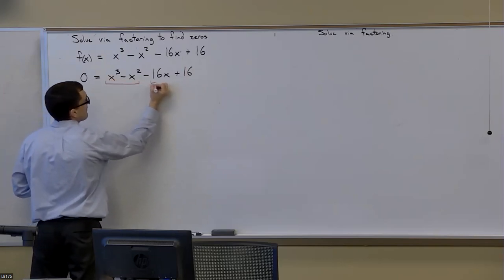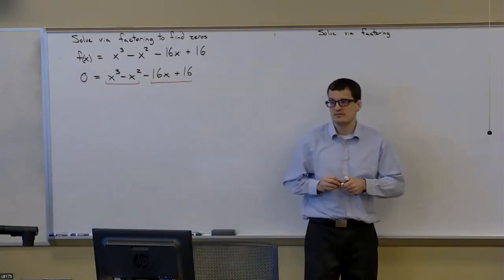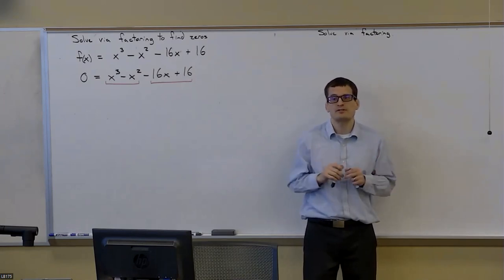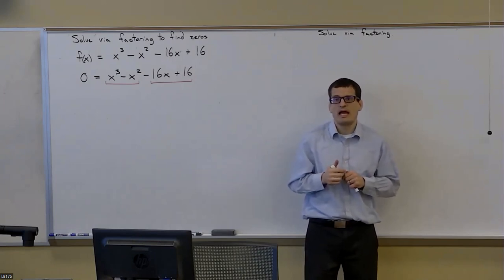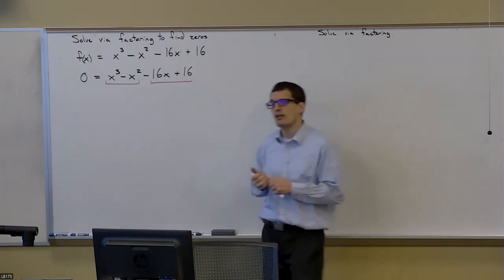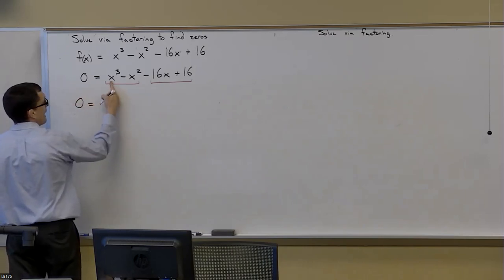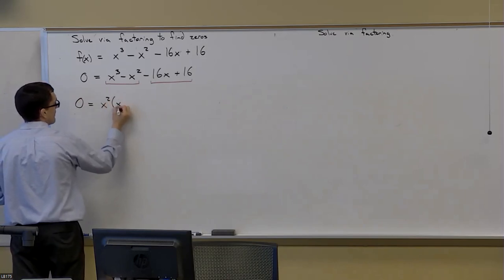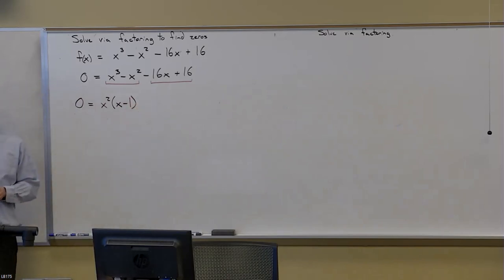So if I have 4 terms, there's a unique technique which says, let's pair the first 2 and pair the second 2. And then what I'm going to do is I'm going to pull out a greatest common factor amongst the first 2, x to the third and x squared. I have a greatest common factor of x squared. So if I pull that out, I get x squared times x minus 1.